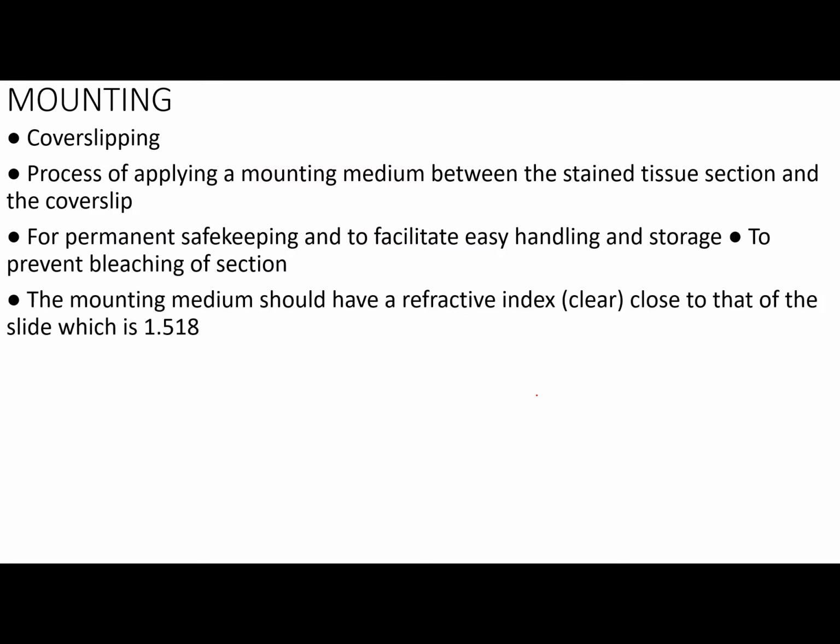material. Now let's go to mounting. Mounting is also known as cover slipping. So once you've had your tissue processed, you now cut them and place them on the slide. Once they are stained, you would add a cover slip. Now this is the process of applying a mounting medium between the stained tissue section and the cover slip. This is for permanent safekeeping and to facilitate easy handling and storage, and also to prevent bleaching of the section.